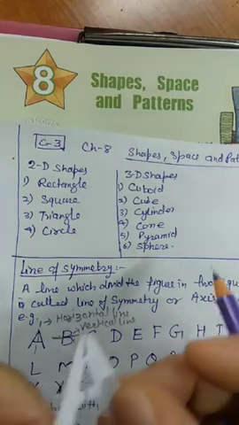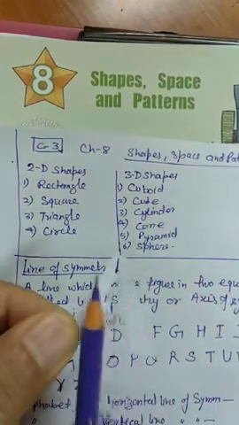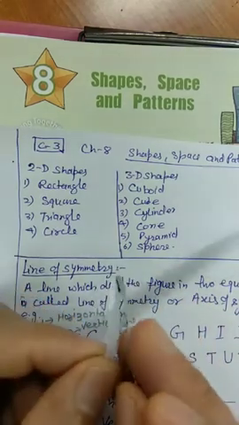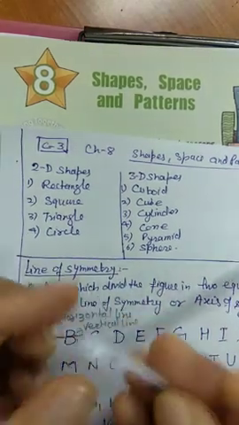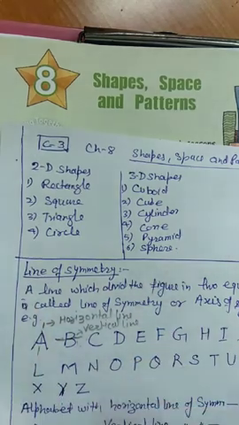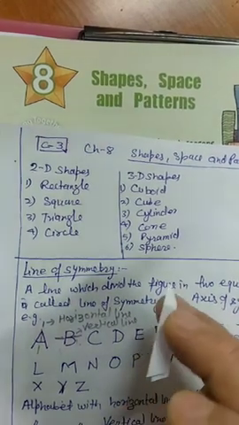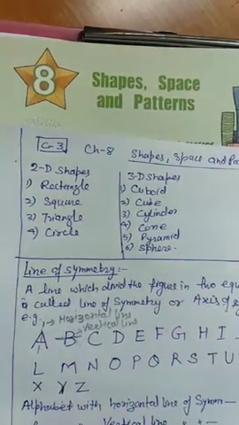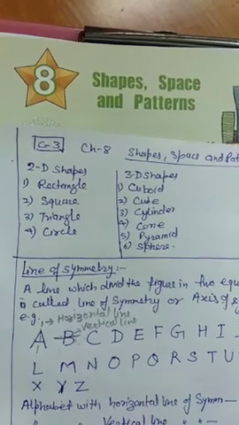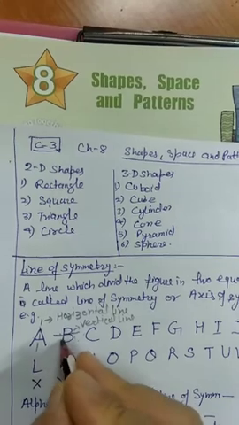So this is actually the line of symmetry, a line which divides the figure into two equal parts, and both the parts should be the same so that they can overlap. Overlap means they will cover one another, then only it has symmetry. If it does not cover fully, then it has no line of symmetry. You can see here A, the line of symmetry, this one. This way it can be divided into two parts.